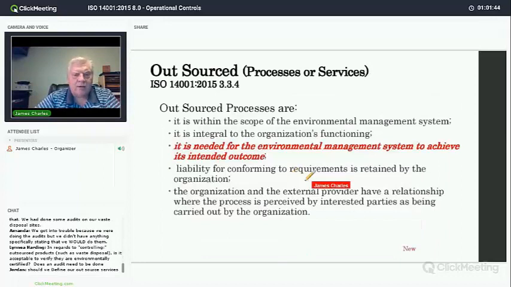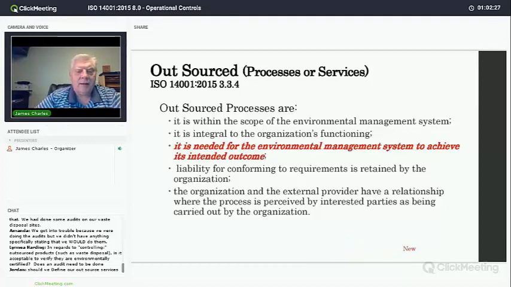So here's some examples. Now, again, let's go back to here. What are the intended outcomes of the organization? Well, from our previous webinars, we've talked about the minimum intended outcomes of our environmental program: our ability to enhance environmental performance, meet our compliance obligations, and achieve our environmental objectives. So that's a kind of a broad spectrum of intended outcomes that these outsourced processes could influence.